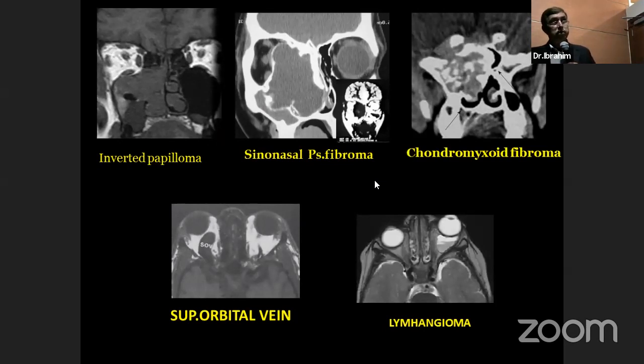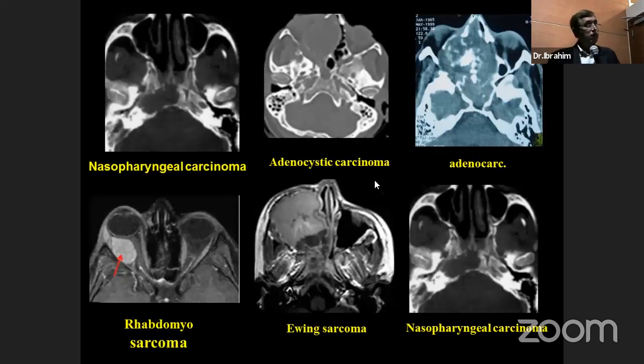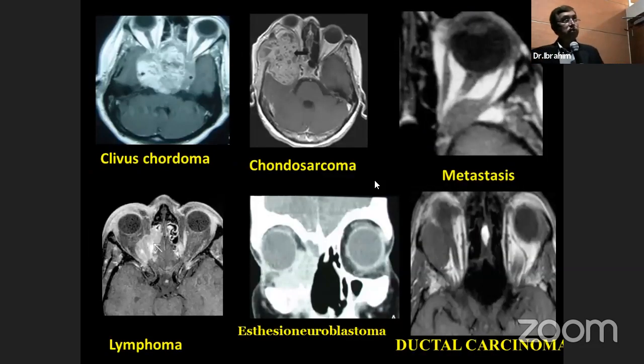One of my patients, chondrosarcoma, supraorbital vein dilated, looking like a tumor, lymphangioma with the fluid level, nasopharyngeal carcinoma, adenoid cystic carcinoma, rhabdomyosarcoma, Ewing sarcoma, nasopharyngeal, liposarcoma, chondrosarcoma, metastasis in the lateral rectus.